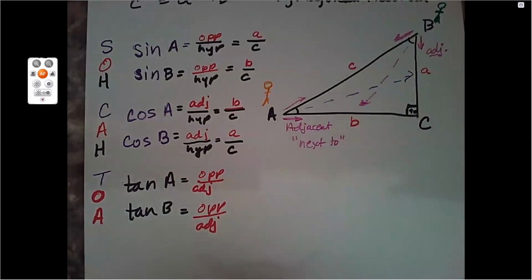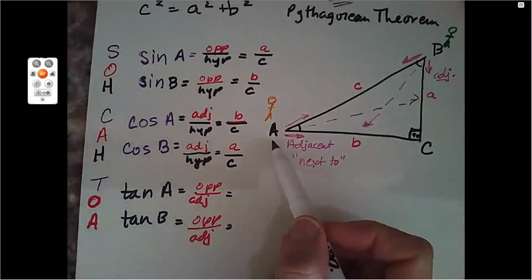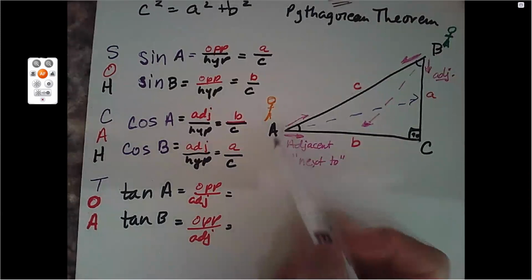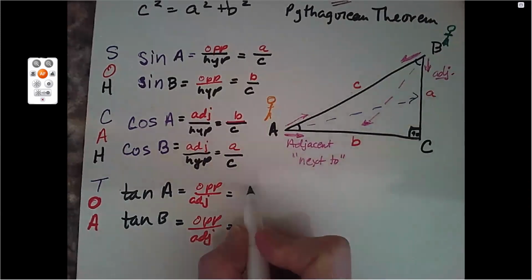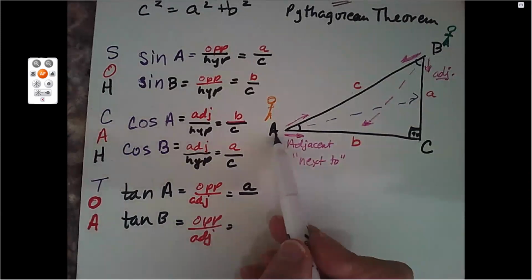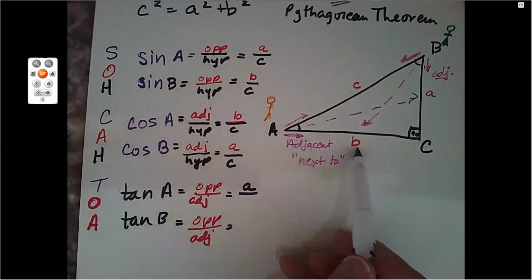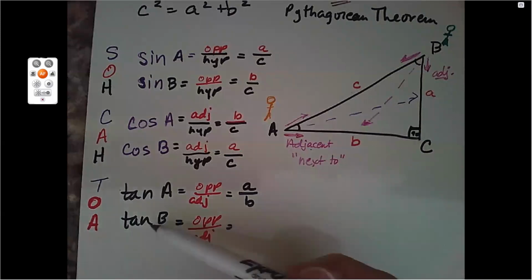So if we go up here and we look, tangent A, from the perspective of A, is the opposite side. Well, opposite to angle A, across from it, is little a, right? So we have little a. And the adjacent side is then on the bottom. So from the perspective of angle A, the adjacent side is little b. All right, cool. Tangent B then is opposite over adjacent, but it's from the perspective of angle B.